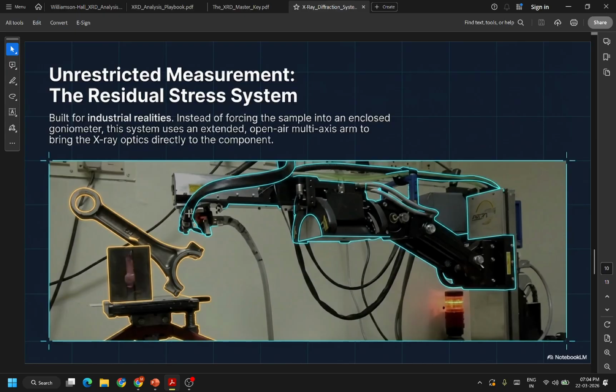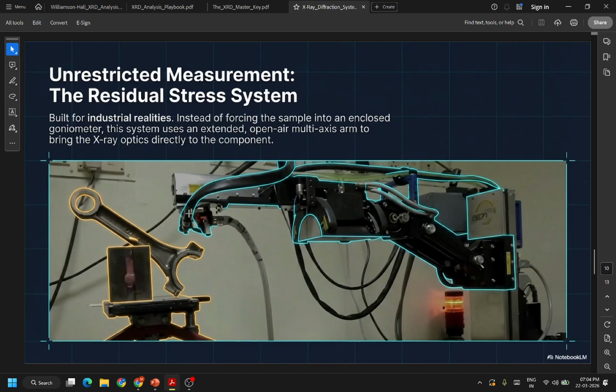For that, we use an unrestricted measurement system. It is built for industrial purposes, industrial related materials which cannot fit into your typical XRD setup. So instead of forcing the sample into a small enclosed goniometer, this system uses an extended open air multi-axis arm to bring the X-ray optics directly to the component.